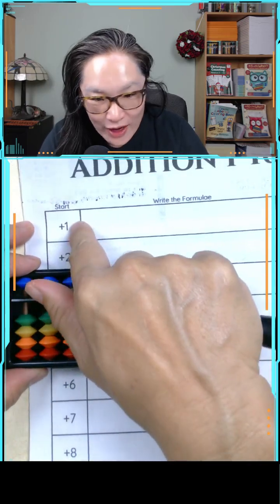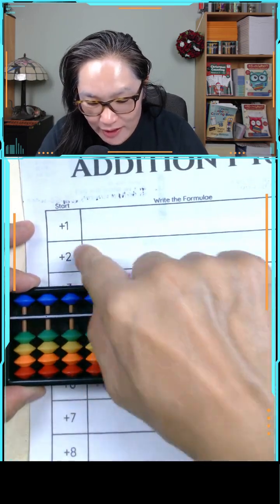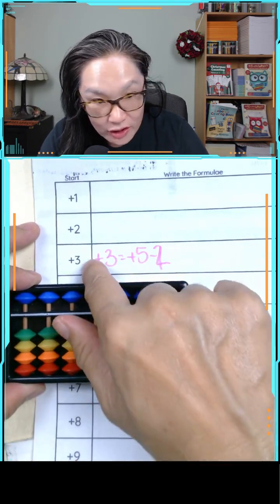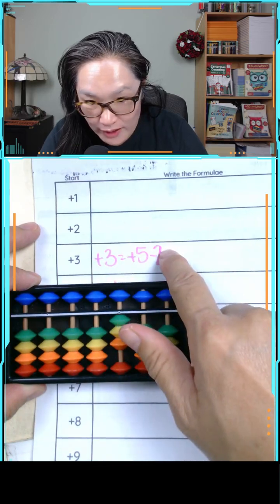So the idea here is you have the 1 here, we're going to add the 1, and then we have the 2, and then you add 2, 1, and then add the 2. And then here you have to add the 3, write the formula.